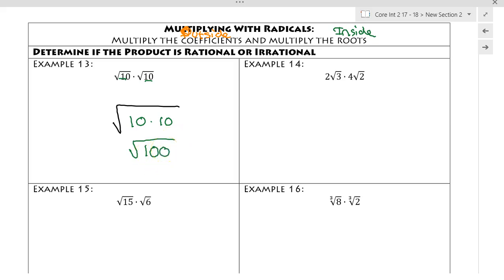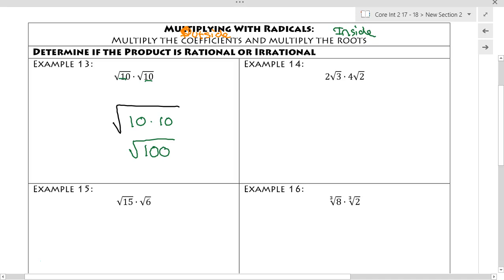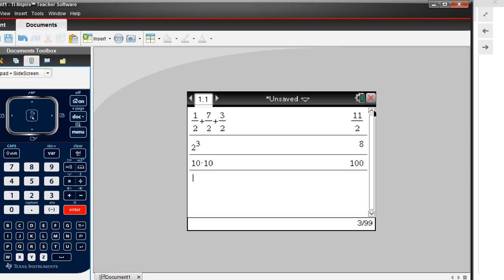You can always use a calculator. Pull it up. 10 times 10 is 100. Okay? Now, in my calculator, to check if this can simplify to a rational number or not, I am going to put it in my calculator exactly how it looks.